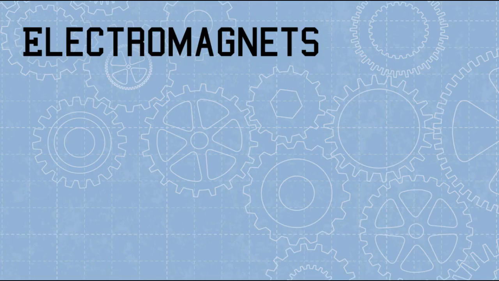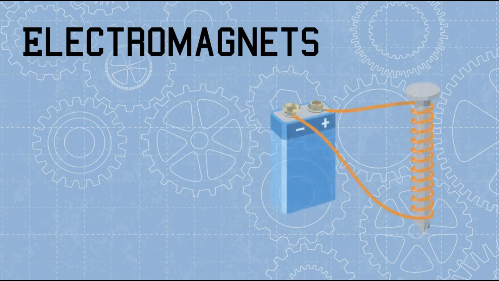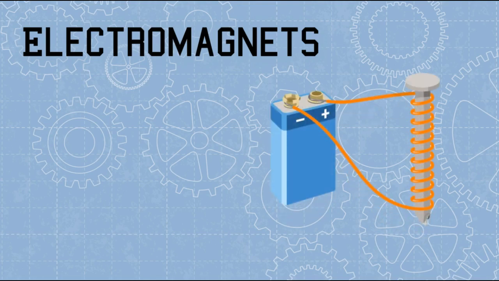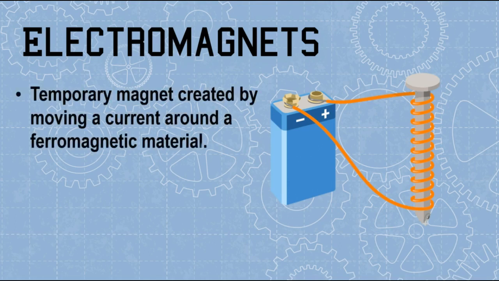So far we've been talking about natural magnets. Ferromagnetic material can become temporary magnets, though, when they're lined up in a magnetic field. A magnetic field is the passing of electrons from one pole to the other. So if we take an iron nail and some electrons, we can work backwards to create a magnet or electromagnet. Electromagnets are temporary magnets created by moving a current around a ferromagnetic material.